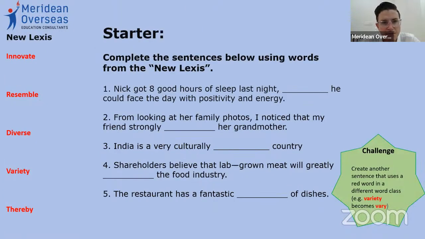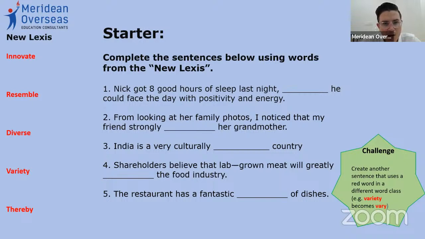So as a starter task, I want you to complete the sentences below using words from the new lexis that I have given you. I'm not going to give you the definitions again. I want you to see if you can remember those definitions. But from 1 to 5, I'll read you the sentences.